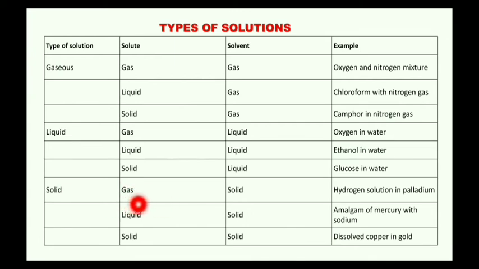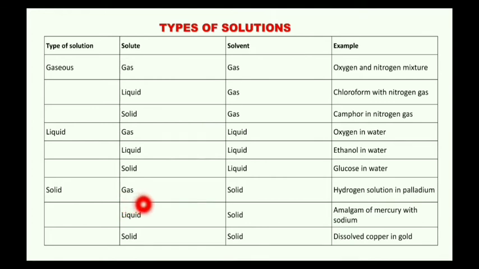So the second type of solid solution is where the solute is in liquid state and the solvent is in solid state. Example is amalgam of mercury with sodium. So amalgam is nothing but mercury when it is dissolved in sodium, which is the solvent. It also is an example of solid solutions. So we can see here all the three solvents used are solid in state, while the solutes used are in solid, liquid and gaseous state.